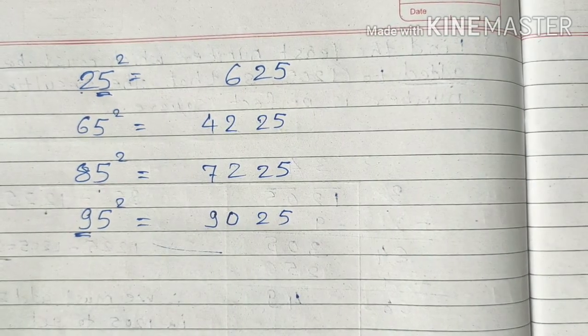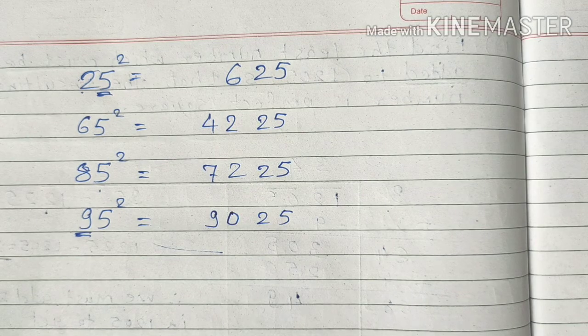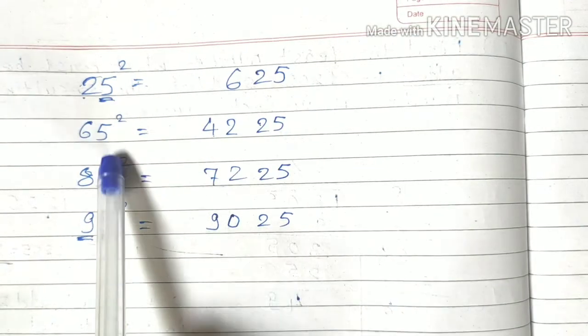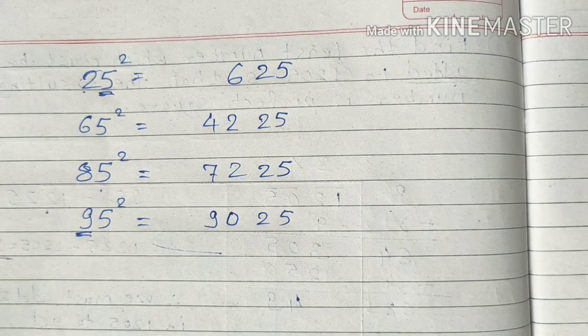Understood this? I hope all of you like this method, which is a shortcut method and it is applicable if the unit digit is 5. Okay, so for today we will stop here.